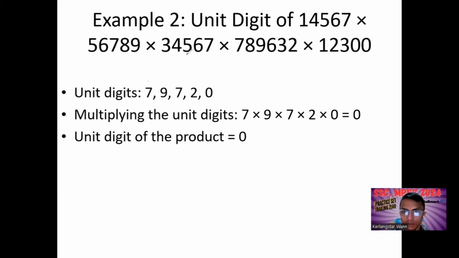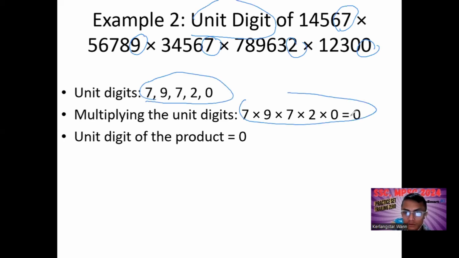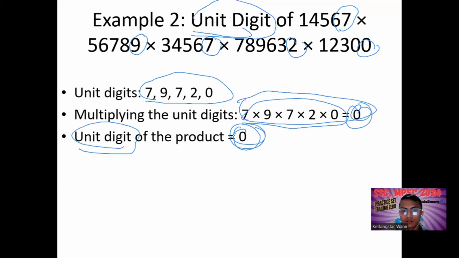Unit digit means we need to take the last value: 7, then 9, then 7, then 2, and then 0. Taking all of these, we need to multiply all of them. So the final result is 0. The unit digit of the product is going to be 0 here, because after multiplying all these we get 0. So here, the unit digit is 0.